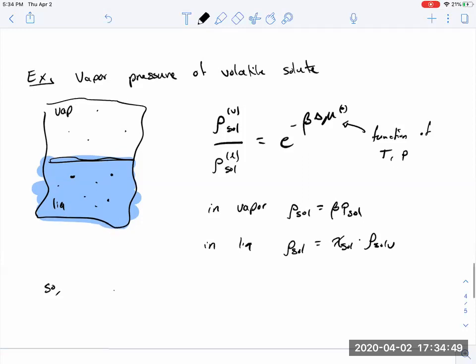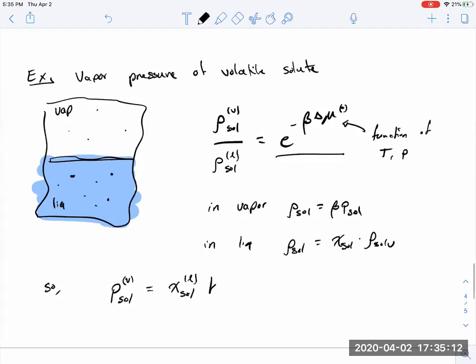the pressure of solutes in the vapor is equal to the mole fraction of solutes in the liquid times a function of temperature and pressure. That's just a number independent of the density or amount of solutes there are. Let's call that K sub H, right? It explicitly depends on temperature and pressure. This is an equation you might have seen before.